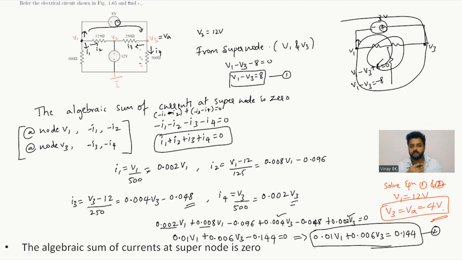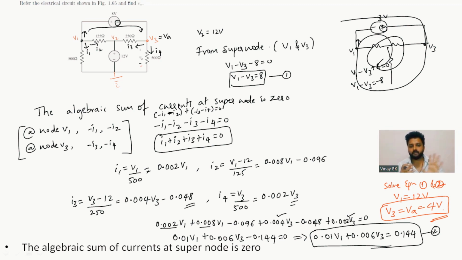So while writing the supernode equation, V1 minus V3, I am assuming current which is flowing from V1. I don't know the value of current, so I am just giving an arrow mark. V1 minus V3 minus 8 volt. So as per KVL, minus 8. V1 minus V3 minus 8 equals 0. So that can be written as V1 minus V3 equals 8.